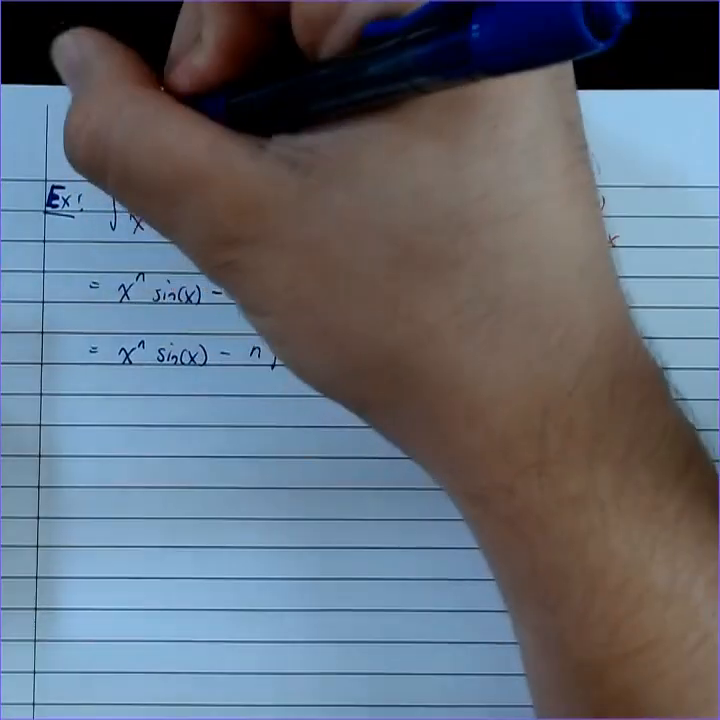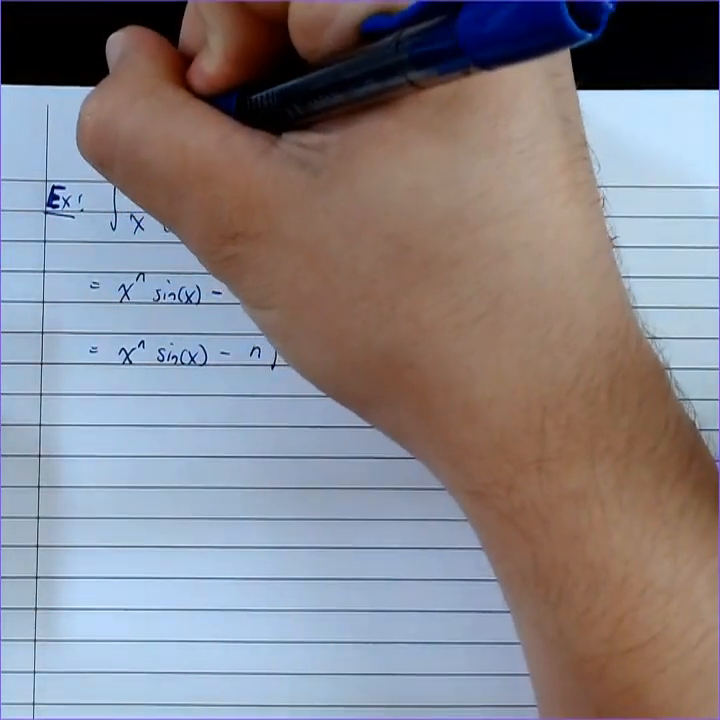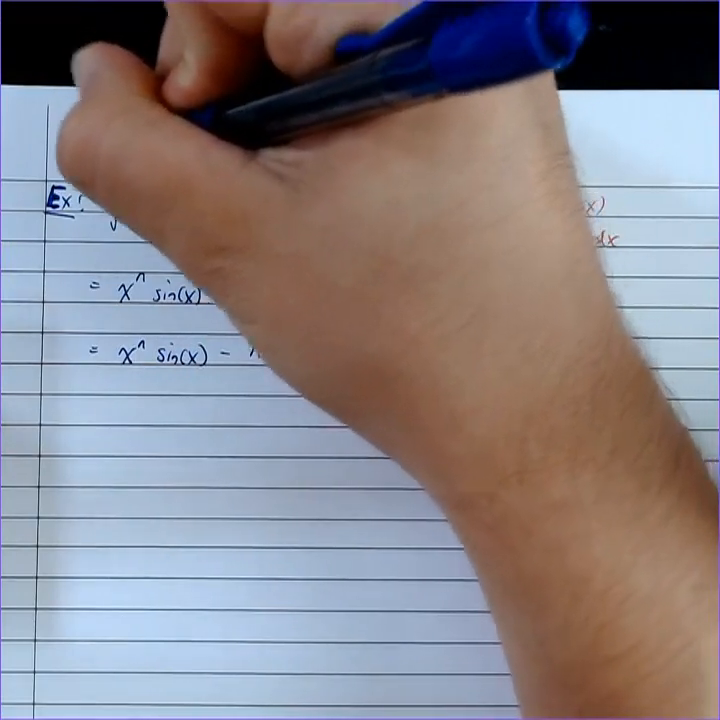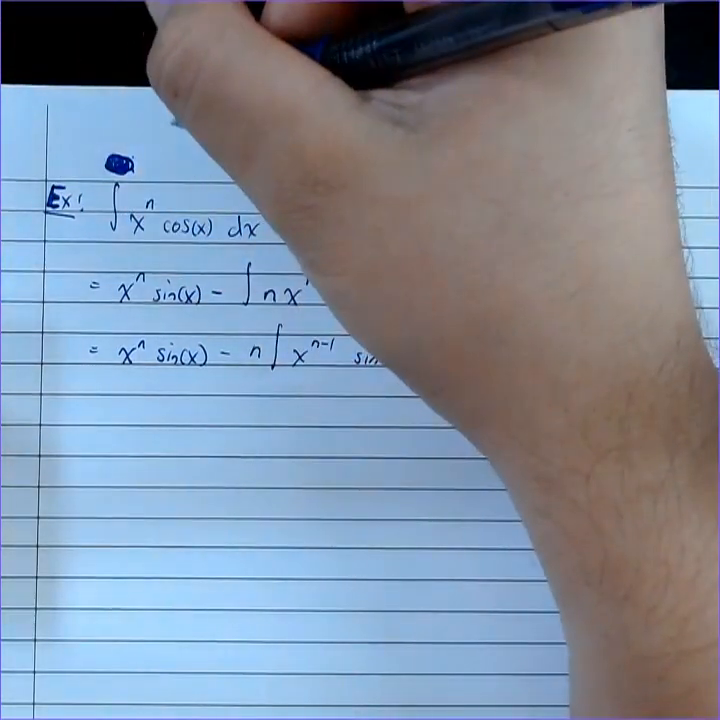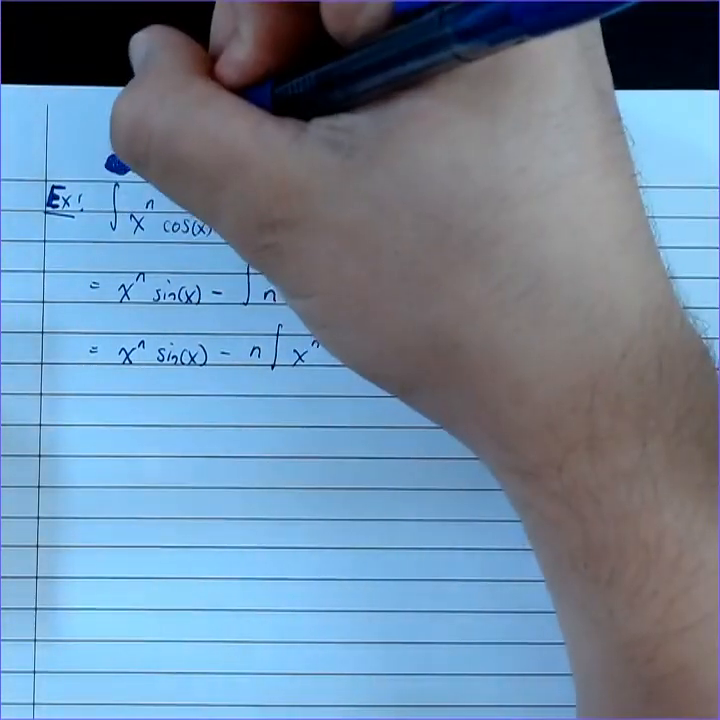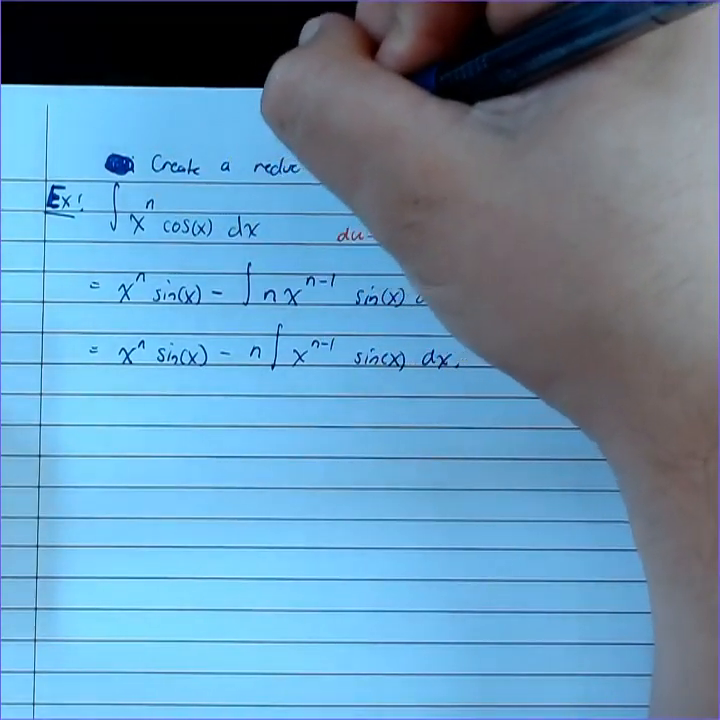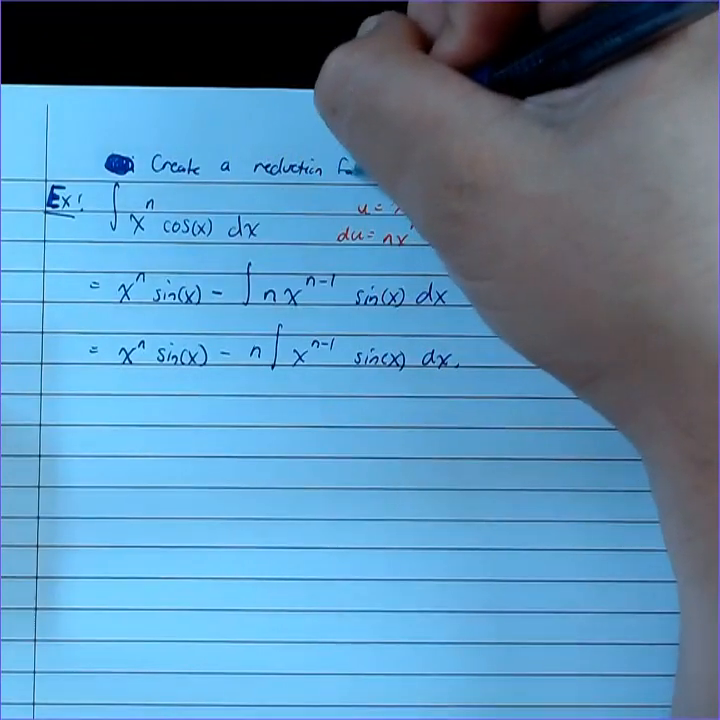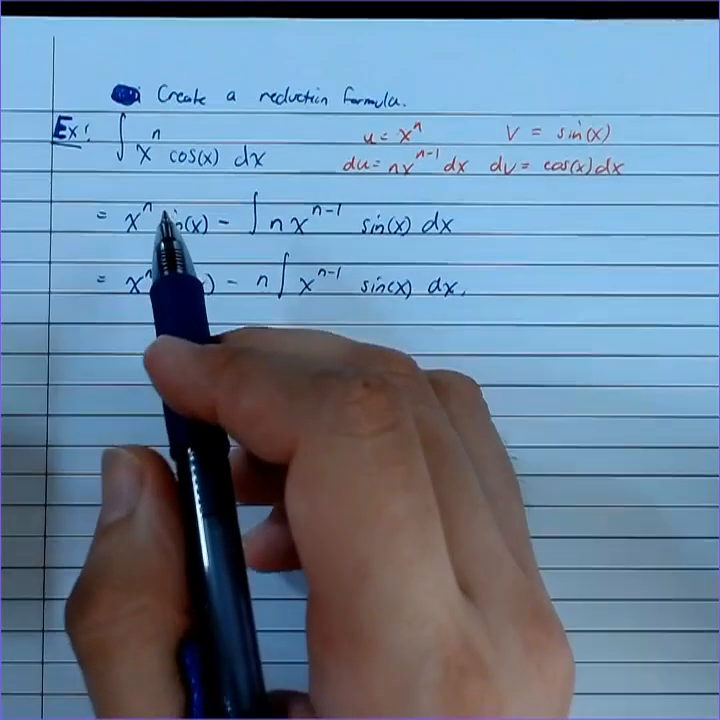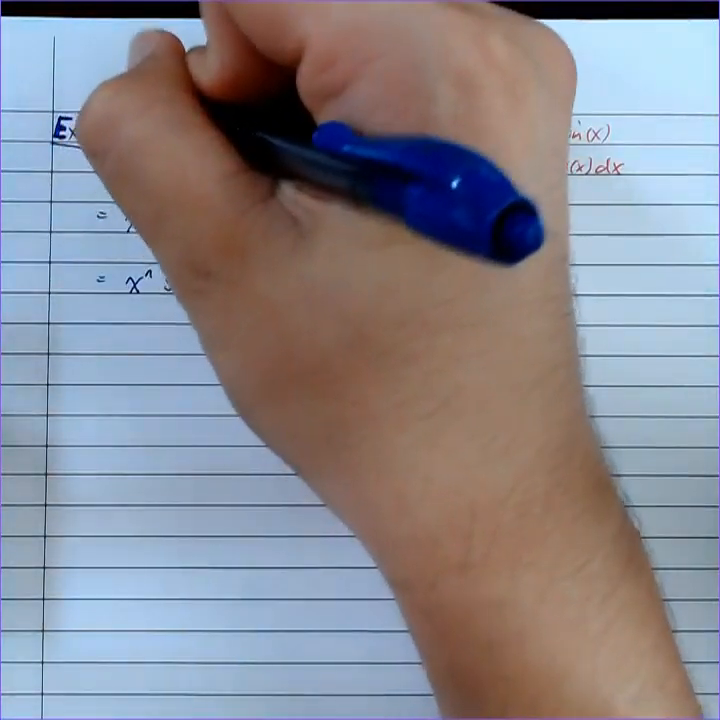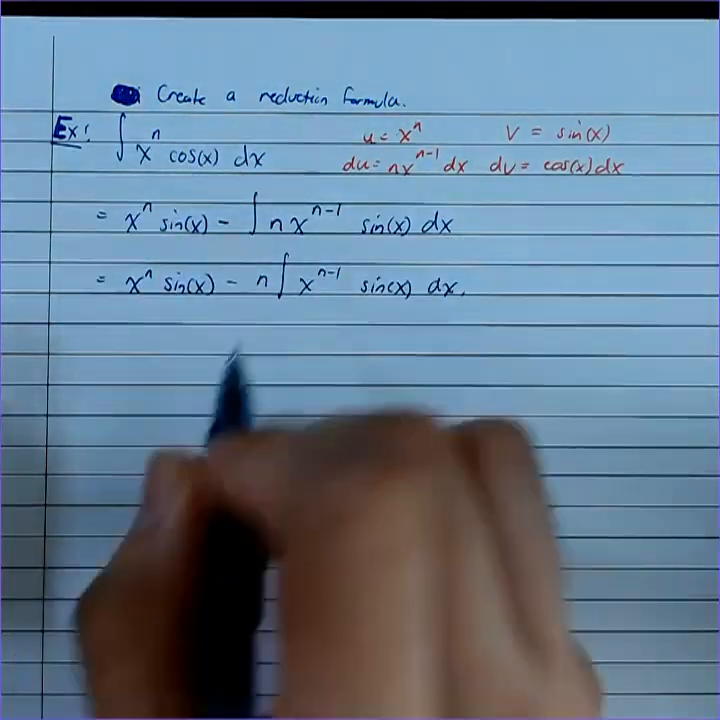So here we're going to derive, maybe derive is the bad word because that means derivative, right? Let's create a reduction formula. The word derive in math means something a little bit different from the word derive in everyday language, doesn't it? So create a reduction formula.